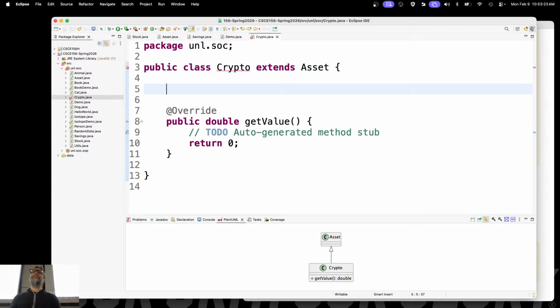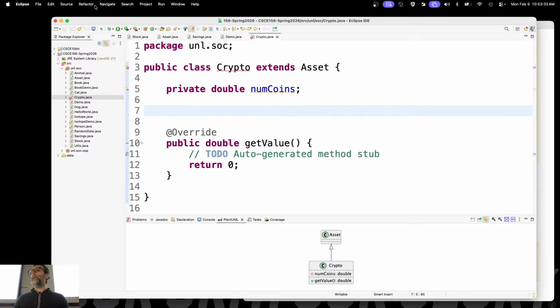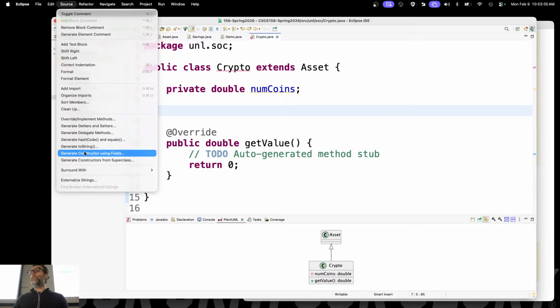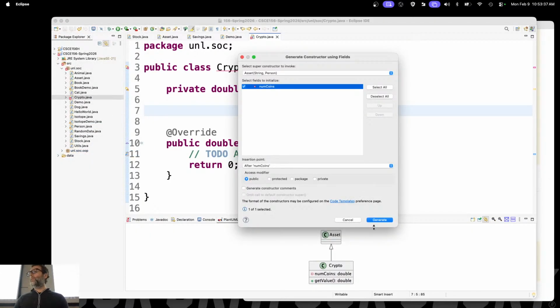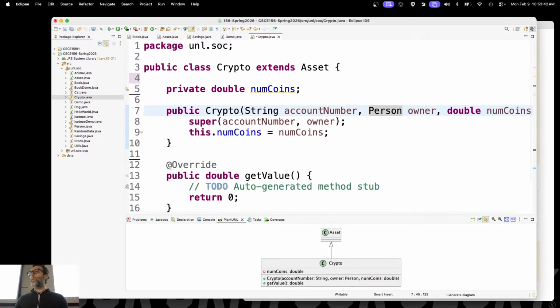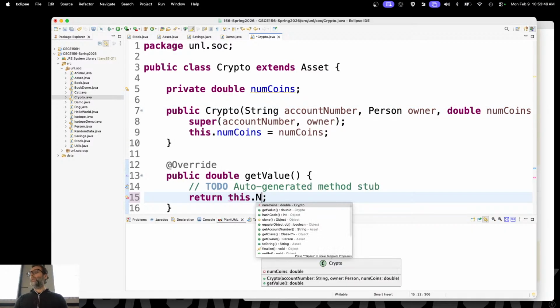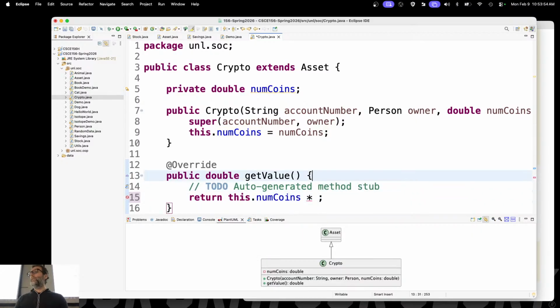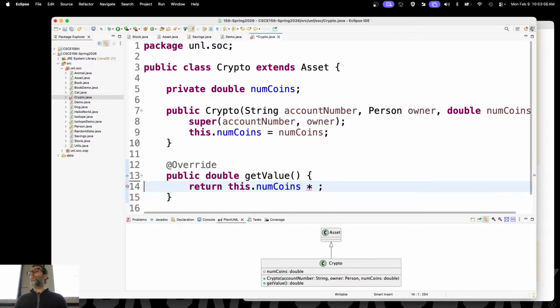All right. So what defines crypto here? Number of coins. So private double numCoins. And I now need to create a constructor using fields just as we did before. Generate that. It takes the account number, the owner, and the number of coins and sets all those things. Now, what is its value? Well, it's not just the number of coins. this.numCoins times what? If I had 1 Bitcoin, how much would that be worth right now?